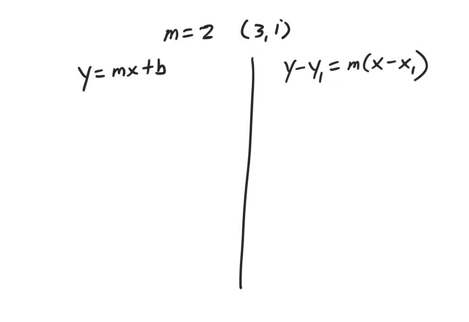Okay, this is a little bit different because we know the slope and we know just a random point that would be on this line.